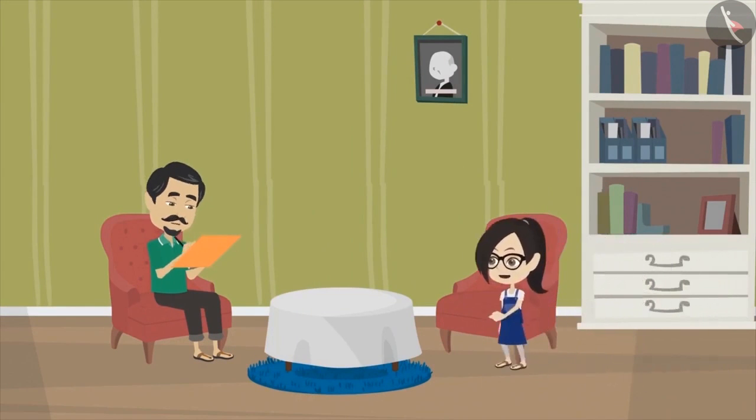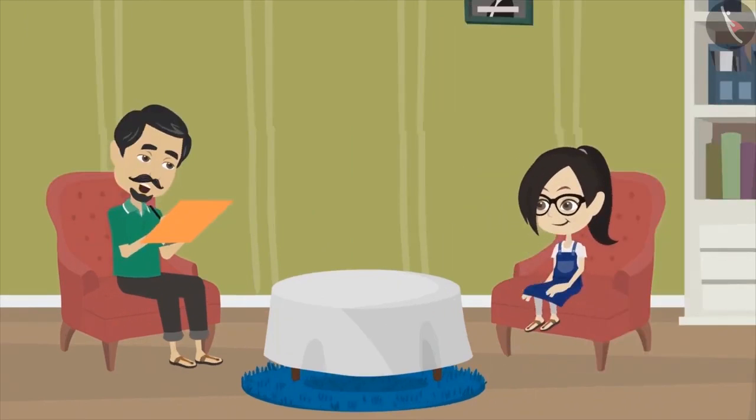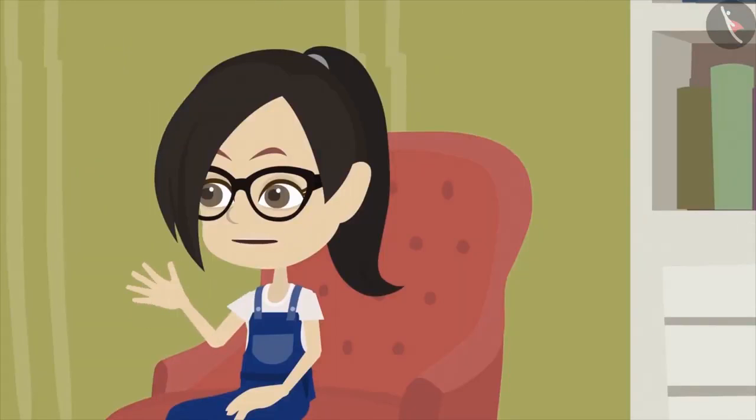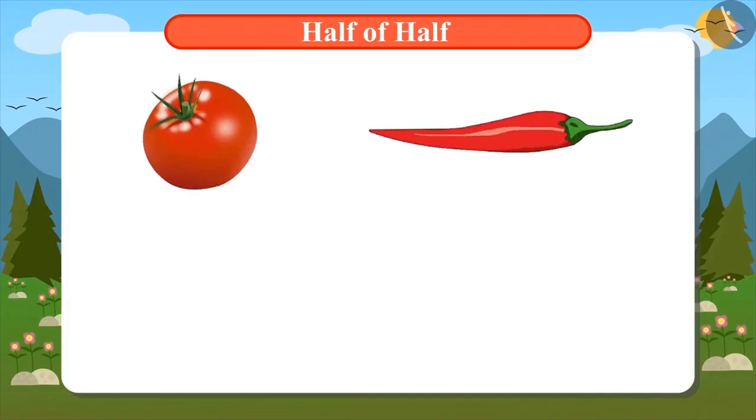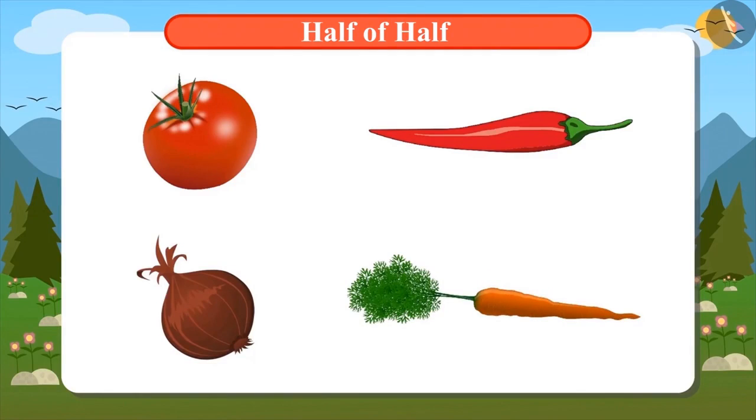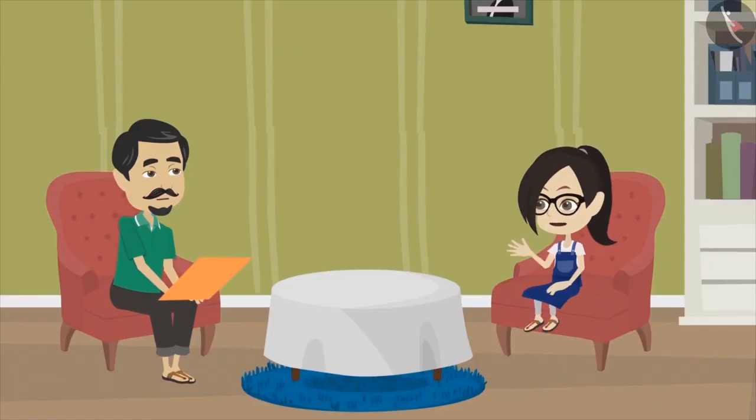What are you doing, Daddy? This time, I'm thinking of planting 4 different crops instead of one in our field. And what are they? Tomato, chili, onion, and carrots. Oh wow, carrots too. Yes, carrots too.